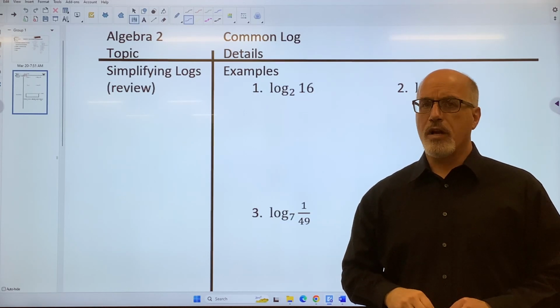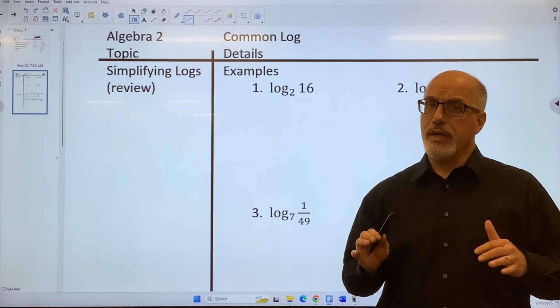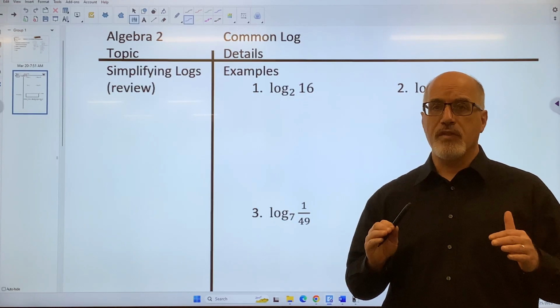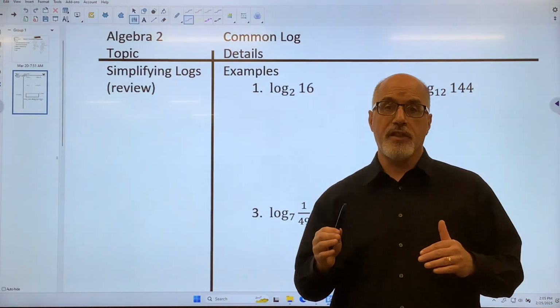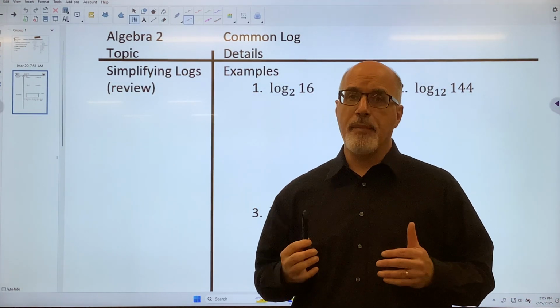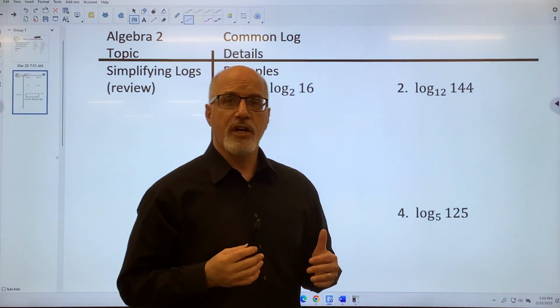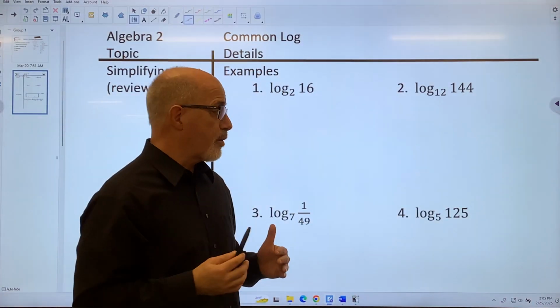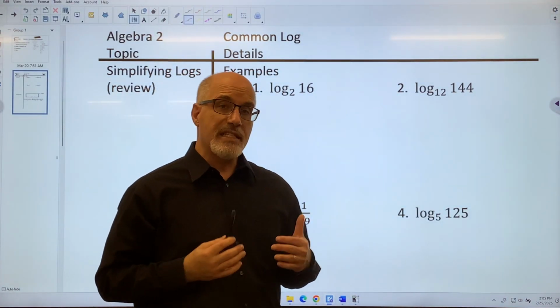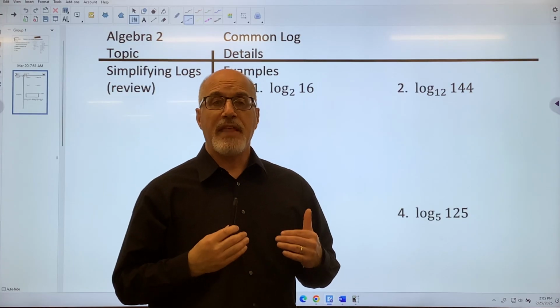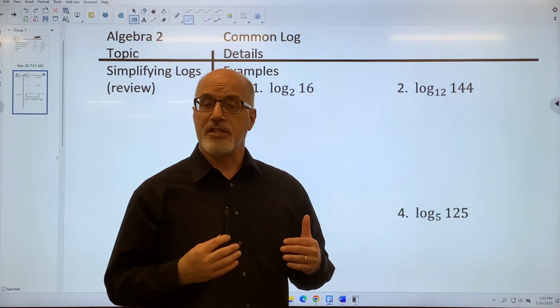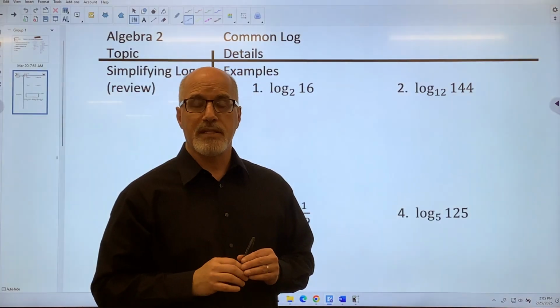As we explore logs, we get to the point where we're going to have a certain type of log that we use more often than others. This is called the common log. The common log is where we look at a logarithm that doesn't list a base on it, and that base is going to be base 10, just like our number system is base 10.